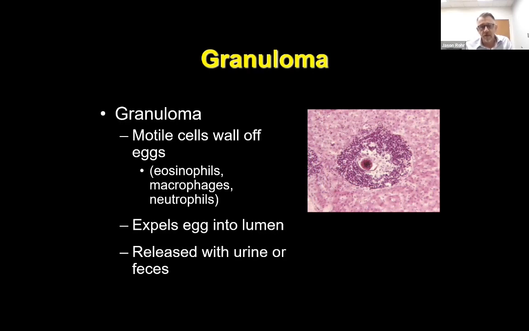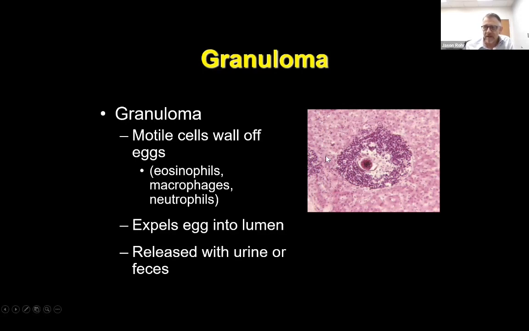and surrounded by granulomas. You can see here, this is an egg, and this is what's referred to as a granuloma. These are a series of motile immune cells, mostly eosinophils, macrophages, and neutrophils, that surround the egg, release toxic materials to that egg, like hydrogen peroxide, and then wall off this egg in the tissue of the human host.